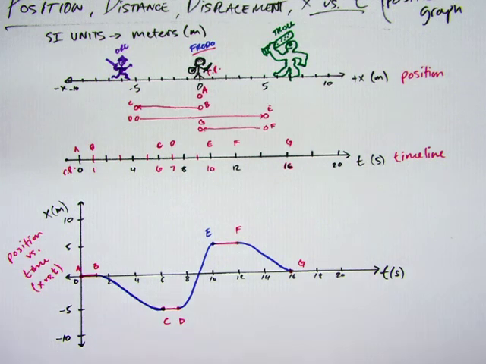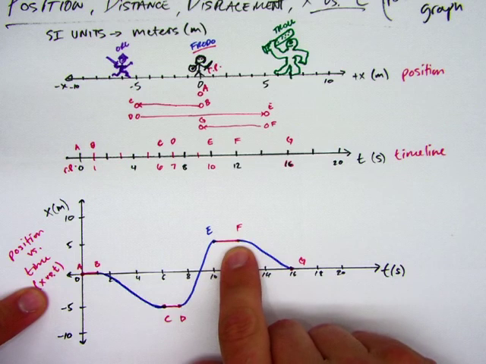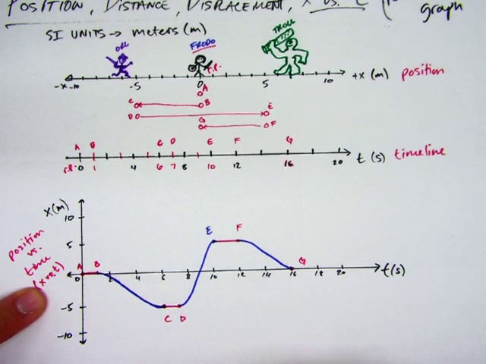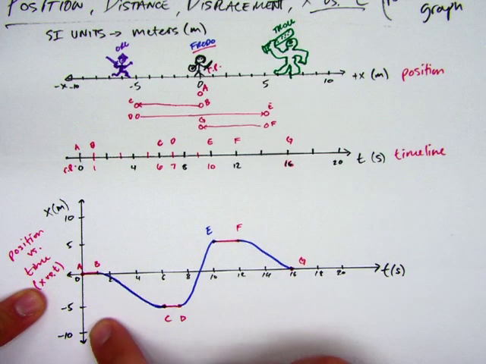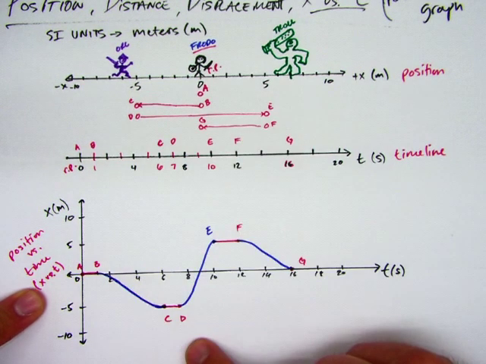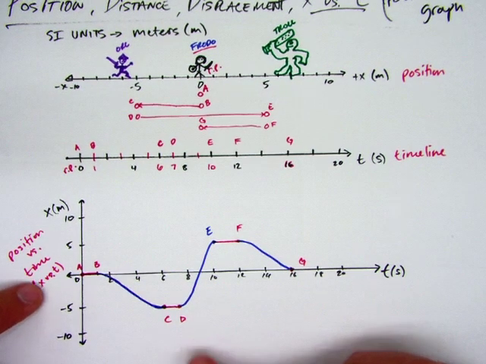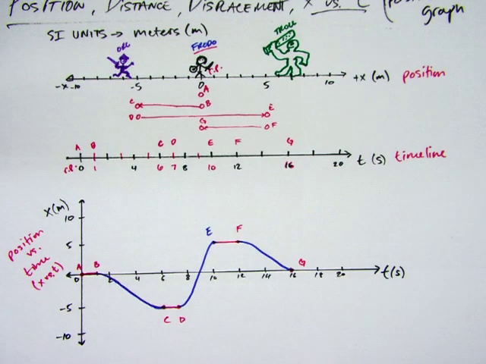So notice on the position-time graph, the flat lines mean no motion. That's where he's staying in place, not moving at all. A downward sloping line means he's moving in the backwards direction, or in the negative x direction. An upward sloping line means he's moving in the forward direction, or the positive x direction. And the steeper the slope of these lines, the faster the speed.